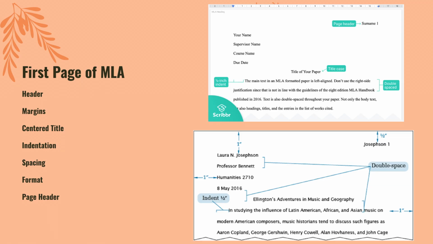The first page of an MLA style paper consists of a header on the left-hand corner, 1-inch margins all around the paper, a centered title, a half-inch indent at the beginning of every paragraph, no spaces in between paragraphs, 12-point Times New Roman font, and a page header that is half an inch from the margin and in the right-hand corner. Some examples of the correct format are shown on the right side of the slide to allow us to visualize a proper paper.